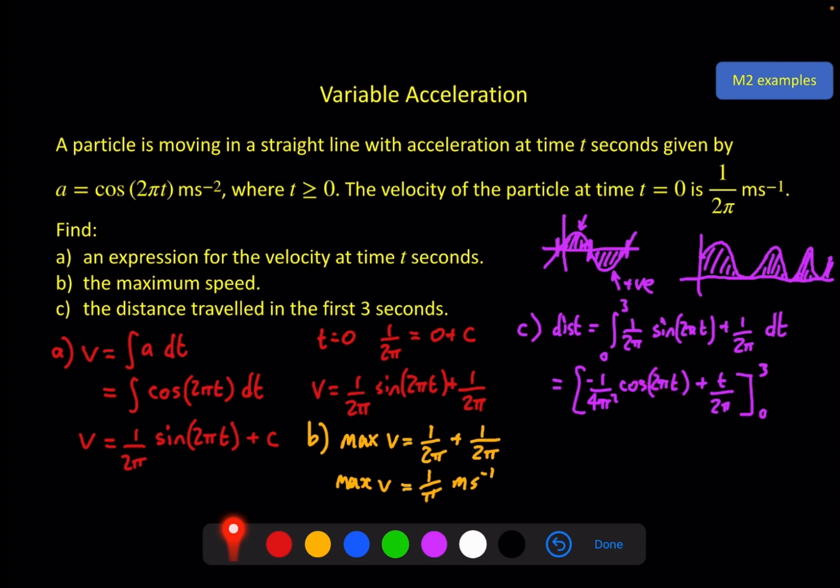So each of those are going to give us a 1, which means that we get minus 1 over 4 pi squared plus 3 over 2 pi, minus 1 over 4 pi squared plus 0. The first term of each bracket cancels out to give us the final answer of 3 over 2 pi. And that is a distance, so we've got meters.